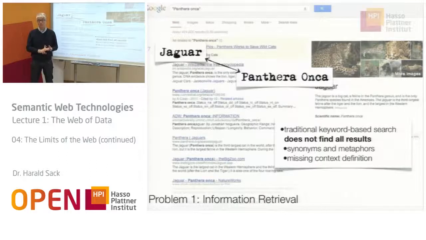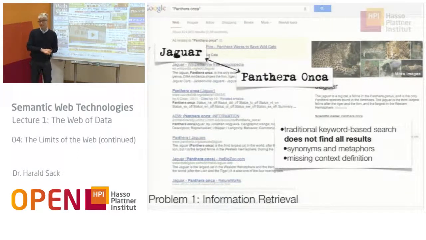So language in itself, because of its polysemy and because of the possibility to use different terms that have the same meaning, is a problem for traditional information retrieval, especially in the web when we are dealing with billions of web pages and these huge amounts of information. So this is problem field number 1.